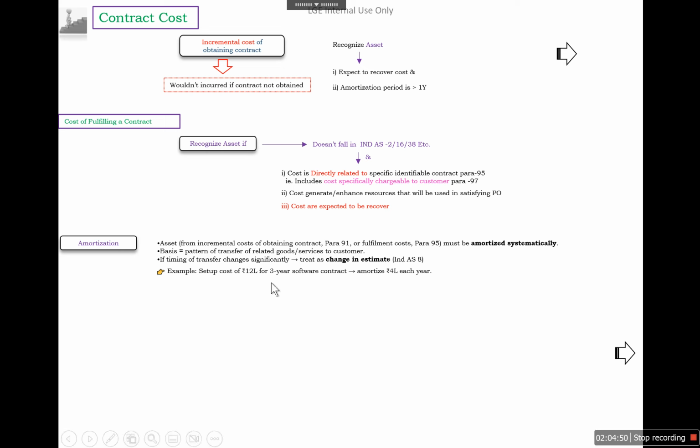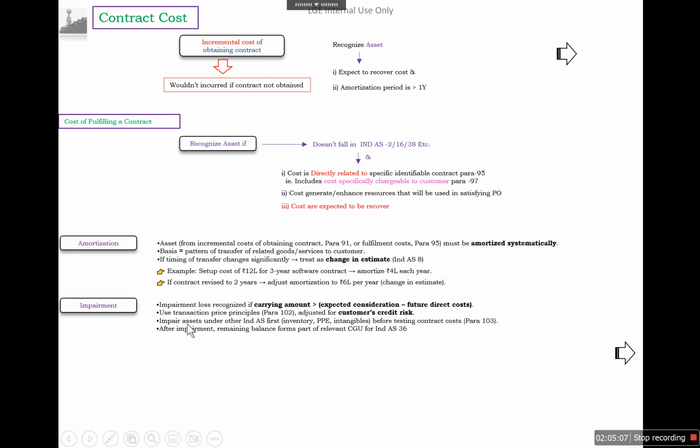Example is a setup cost of 12 lakhs for a 3-year software contract. So we need to amortize 4 lakhs each year. If the contract is revised to 2 years, then we need to amortize 6 lakhs per year.